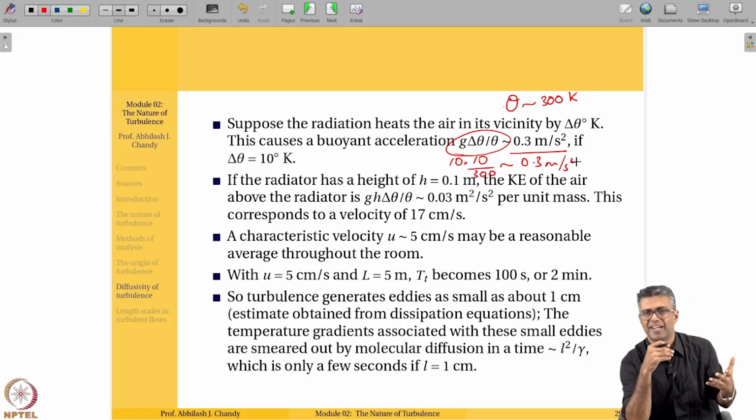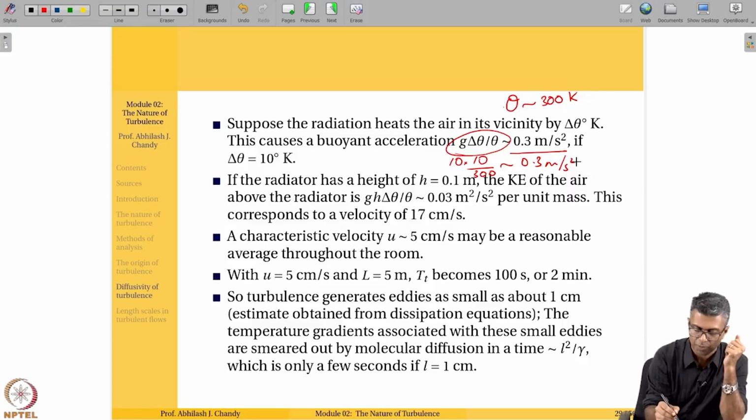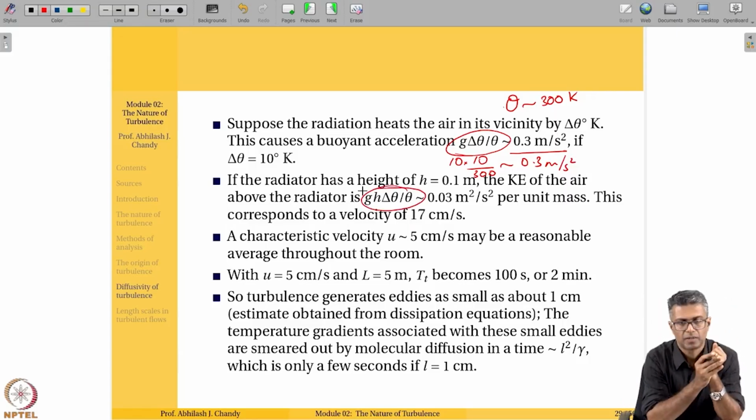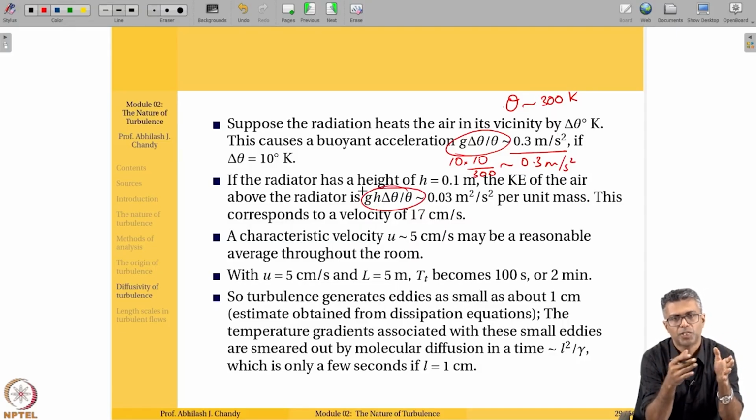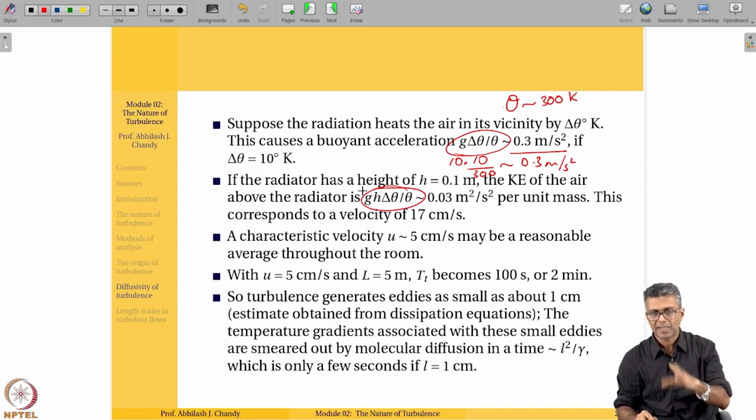If the radiator has a height of, say, 0.1 meter, a reasonable assumption, the kinetic energy of the air above the radiator is g h delta theta over theta. This is the energy per unit mass, like potential energy: the acceleration g delta theta over theta multiplied by h. That is 0.03 meter squared per second squared. Again, we are doing order of magnitude, not exact numbers, but these are reasonable assumptions.